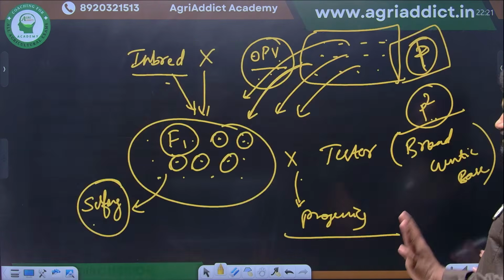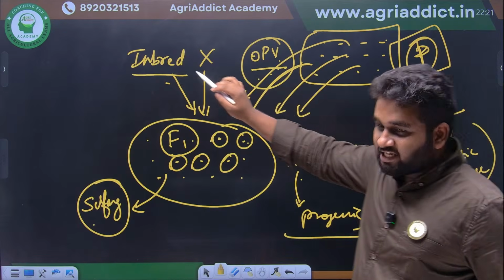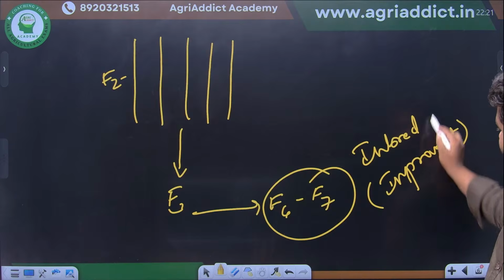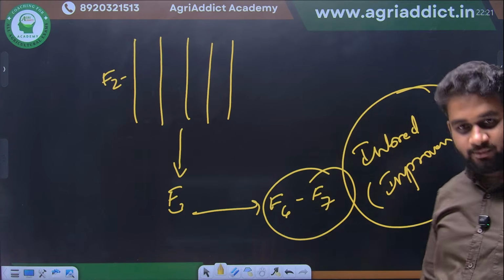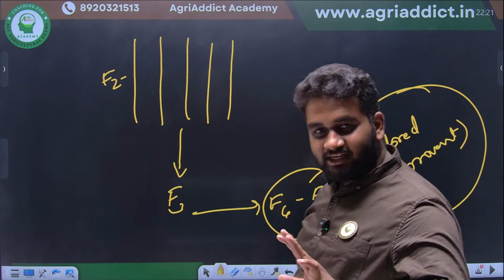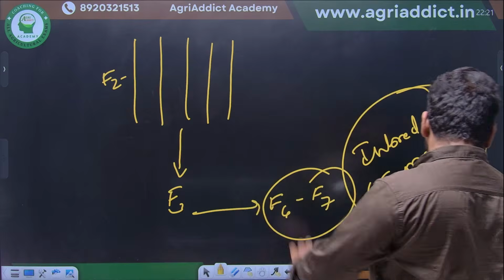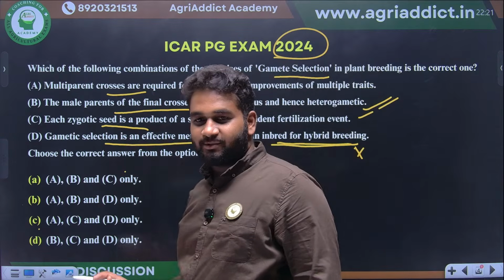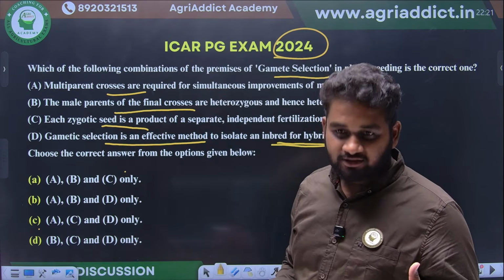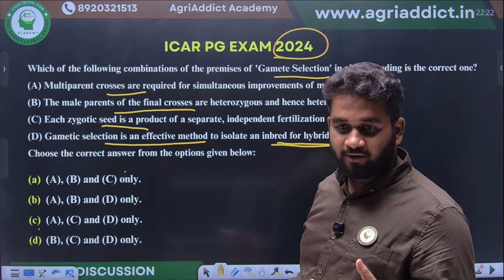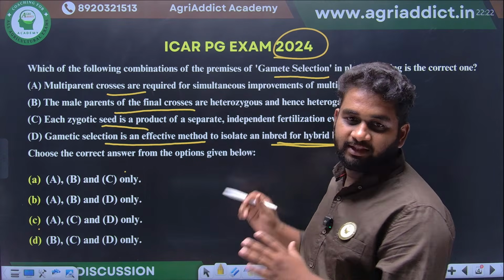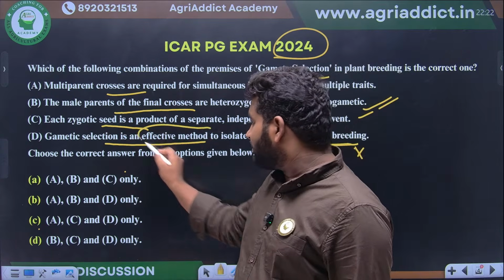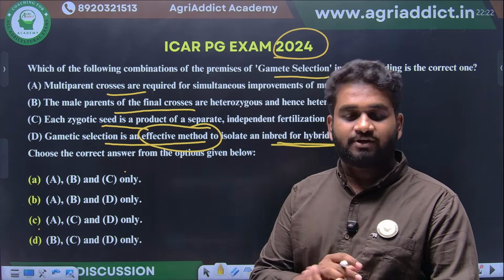You can just see the flow here. We are starting with an inbred and we are ending with an improvement of the inbred. We are not isolating any inbred here. We are starting with an inbred only. Gametic selection is an effective method for the improvement of an inbred. Yes, good Bhavesh. It is an improvement method. We are not easily isolating, and it is also not an effective method for isolation of an inbred.